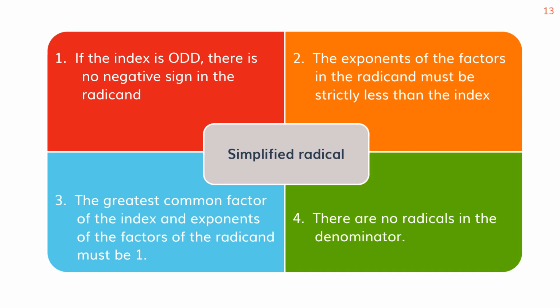I have here a summary of the rules of simplified radicals. So whenever you're simplifying, again, you have to make sure that you do this in order. So meaning to say, you should really check this one. If the index is odd, there is no negative sign. The order is important here whenever you're simplifying radicals. It's better if you follow this when you have to do that simplification of radicals.